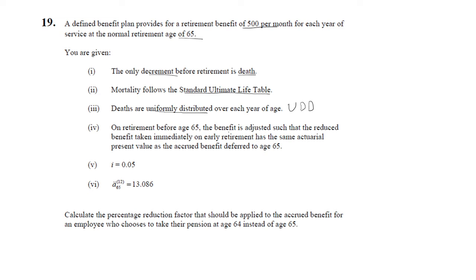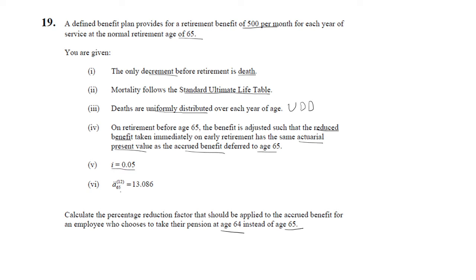On retirement before age 65, there's a benefit adjusted such that the reduced benefit is taken immediately. So this means that if you take early retirement, there's a reduced benefit, and its actuarial present value is the same as the accrued benefit deferred to age 65. And we want to compare this at age 64. So if we take early retirement at age 64, that's going to be equivalent to age 65.